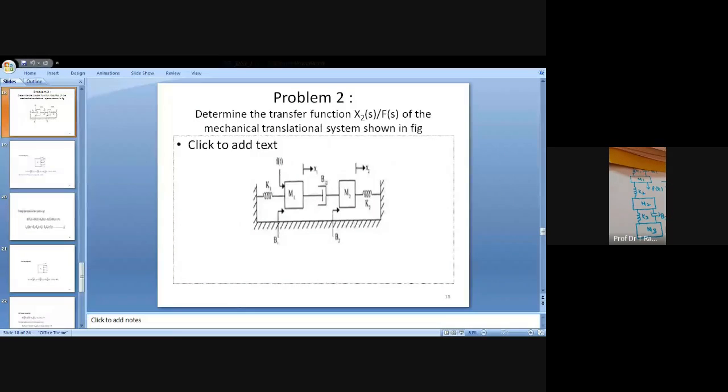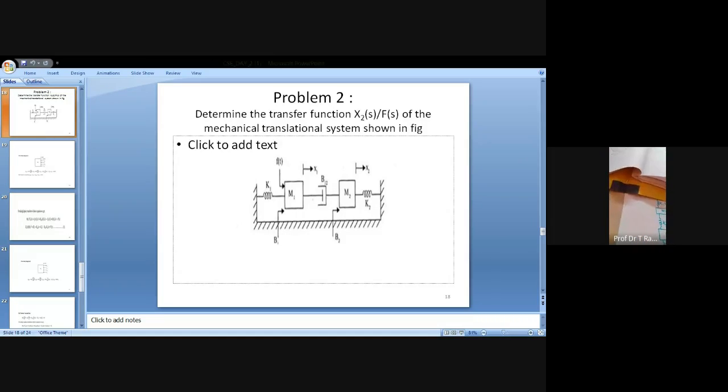So the given system has three masses. Therefore, the number of differential equations describing the system is three. Three masses, three equations. If you have any doubts, please stop me at any point and ask questions. This is your problem now. Now we start with the free body diagram.